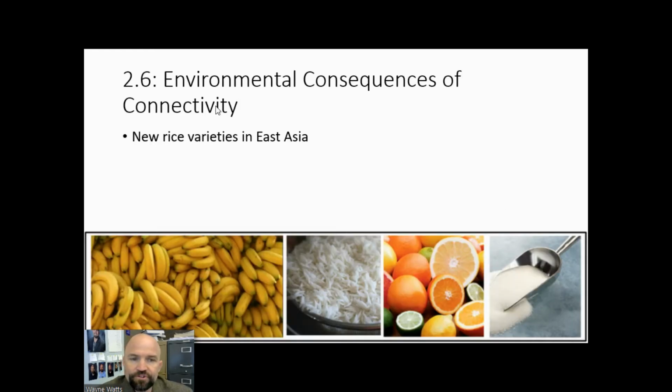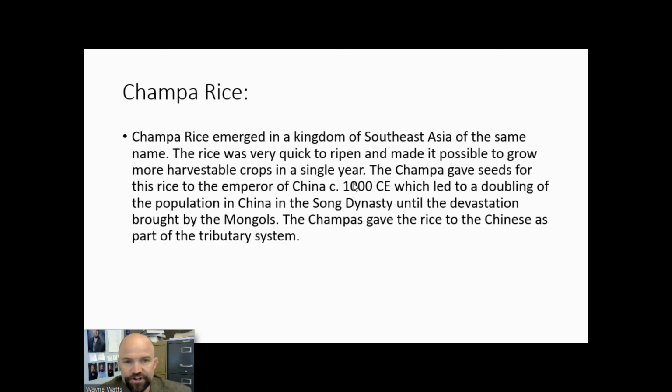Next is new rice varieties in East Asia. So, Champa rice, again, Champa was a kingdom of Southeast Asia in what is currently Vietnam. They developed a type of rice that was very quick to ripen, meaning that they could grow an extra harvest in a single year. The Champa seeds given to the Chinese emperor around 1000 were given as part of the Chinese tribute system, which you should know about by this point.